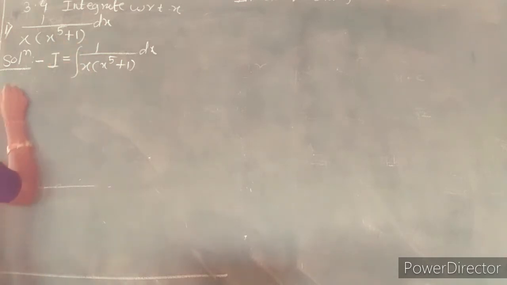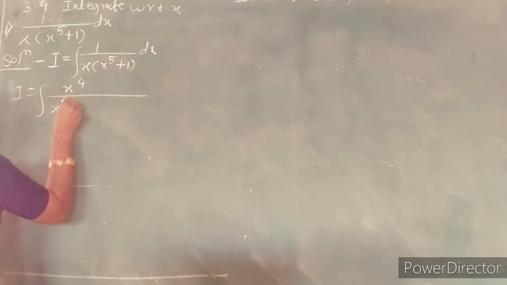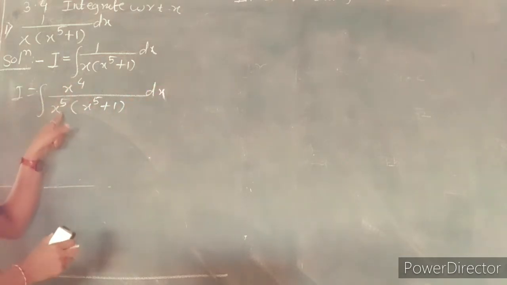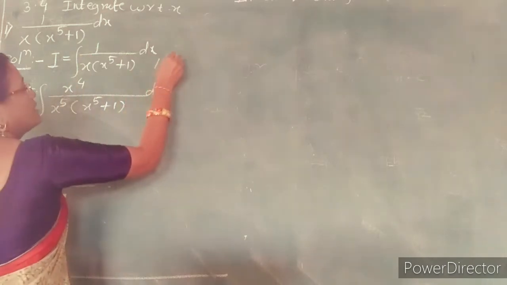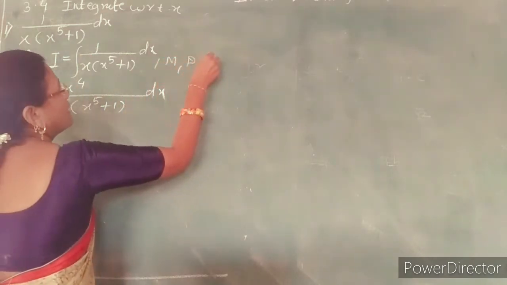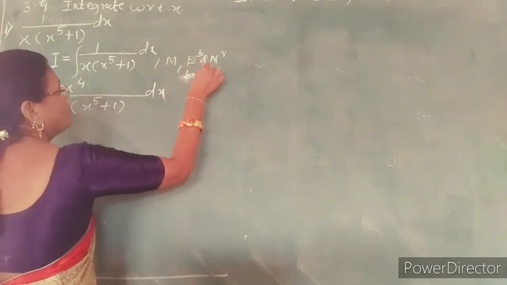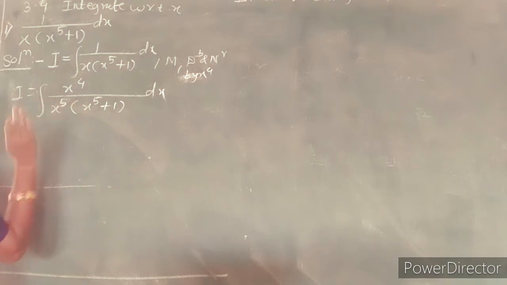We can convert it into linear factors by taking some substitution. So for this case, we first multiply the denominator and numerator by x raised to 4. So that becomes x raised to 4 upon x into x raised to 4, which is x raised to 5, into x raised to 5 plus 1. The numerator becomes x raised to 4, and the denominator x into x raised to 4 becomes x raised to 5.